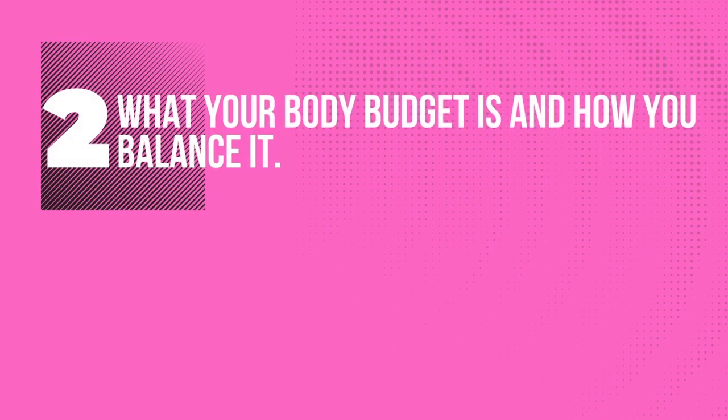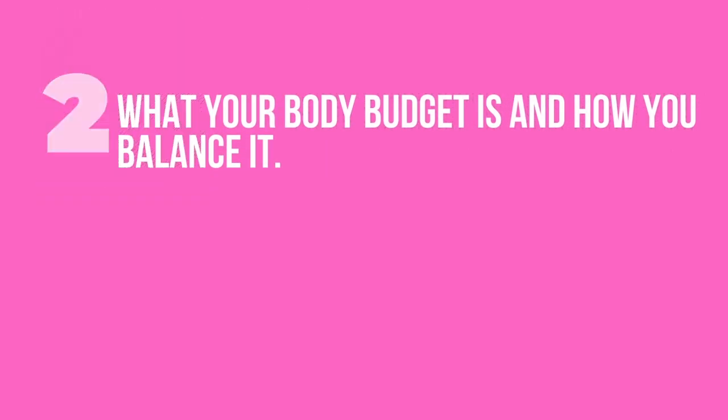Okay, on to part 2 of today's video. What your body budget is and how you balance it. Just like companies have a financial budget to manage different accounts, our brain has a budget to manage the different accounts of our body. The brain is running a budget for your body, and it's not budgeting money, it's budgeting salt and glucose and water and oxygen, all the things that your cells need to function to keep you alive and well.